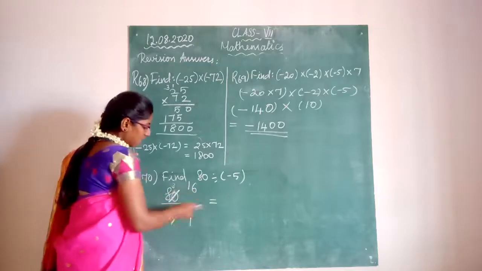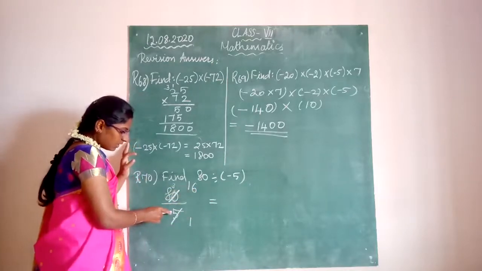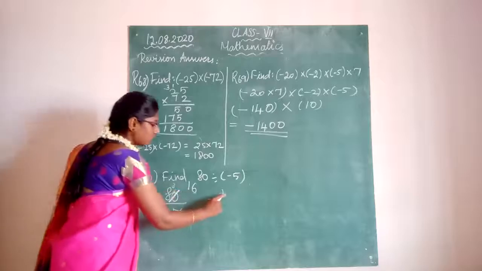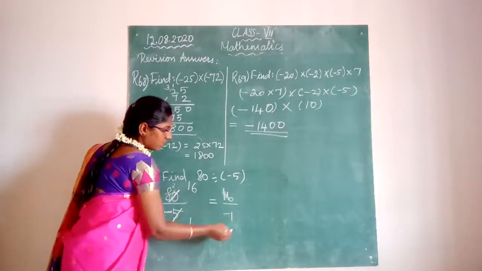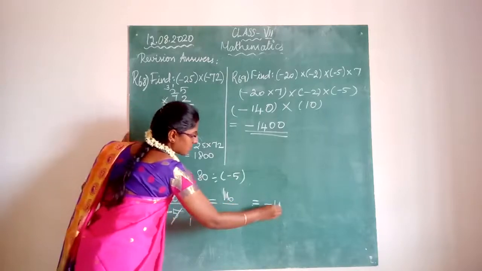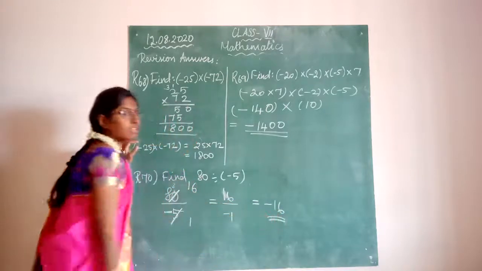So the final answer will be, here you have minus, no? But in numerator you don't have minus. So that is 16 by minus 1. And that is simply same as minus 16. Okay, so this is the final answer.